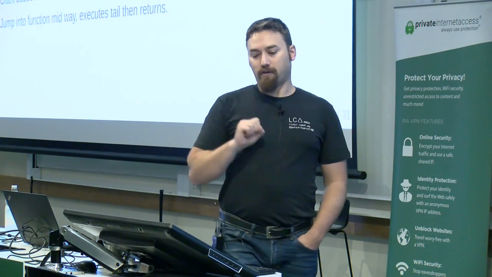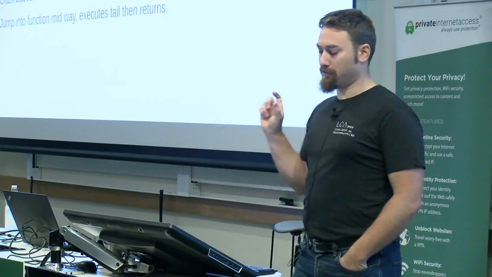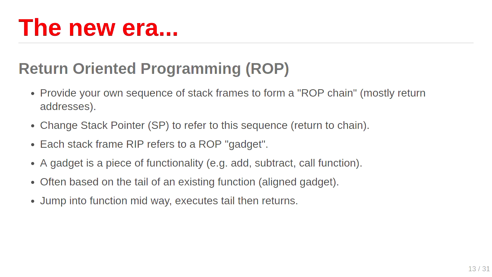Each address in the stack frame list, or in the ROP chain, refers to what they call a ROP gadget. And this is simply a piece of code which provides some sort of functionality. It might be an addition, might be a subtraction, might be a way to call a function or perform a system call. And the easiest form of these is on the tail of an existing function, what they call an aligned gadget. So what we do here is we simply jump into the function midway through.